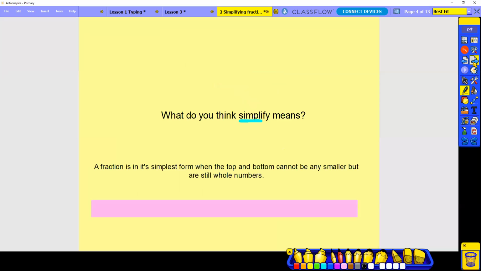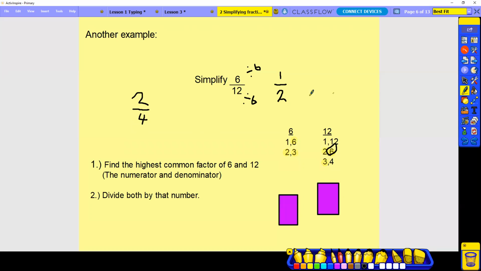So we're trying to put it into its simplest form, and that means as small as possible. You can see that even though we divided it by a factor of both numbers, it didn't give us the simplest form. That's why we need to use the largest factor of both of them, the largest common factor, because that means it simplifies to the simplest form.